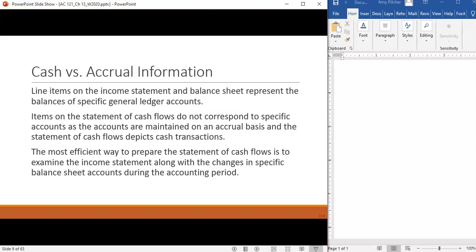Our cash information versus our accrual accounting. When we make our statement of cash flows, we're looking at the way that cash changes throughout the accounting period. We look at both the income statement and the balance sheet, and we look at how those transactions or things that affected the balance sheet and the income statement affected our cash flows.